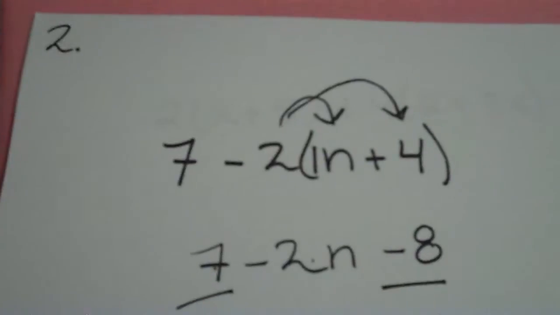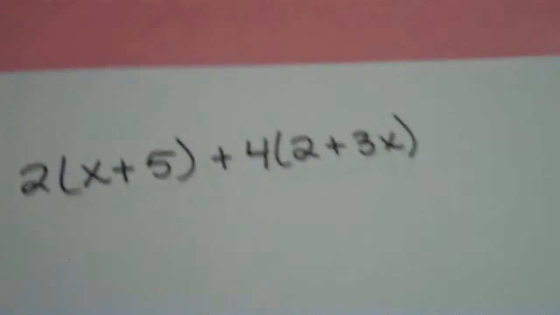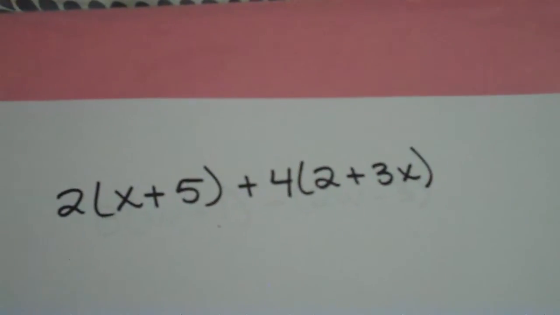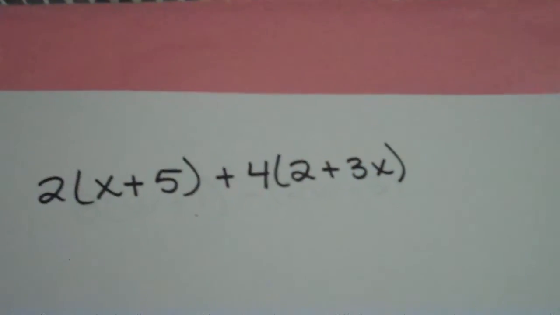If that's really confusing, pause it, let me come talk to you, because I don't want you to be lost. Alright, number 3. This is where you're going to kind of start seeing an algebra class. Go ahead and write it down. Pause if you need to. Make sure you write number 3 next to it.